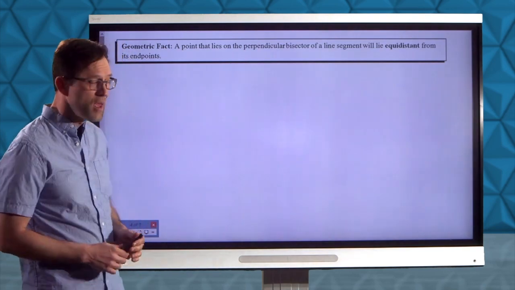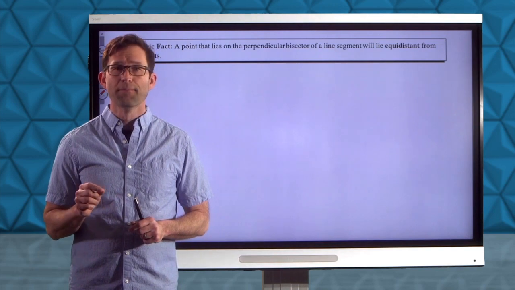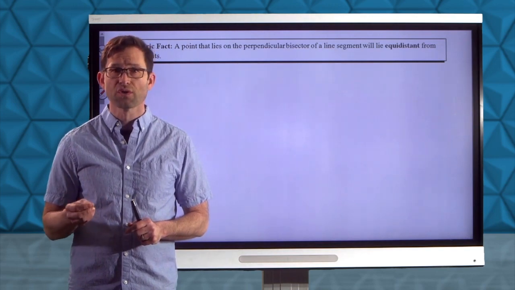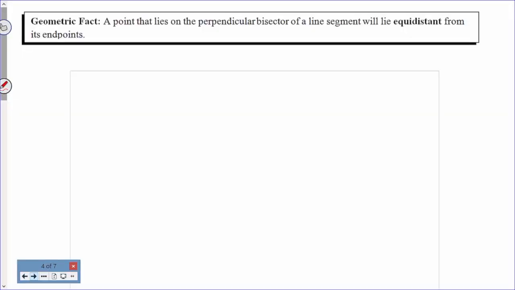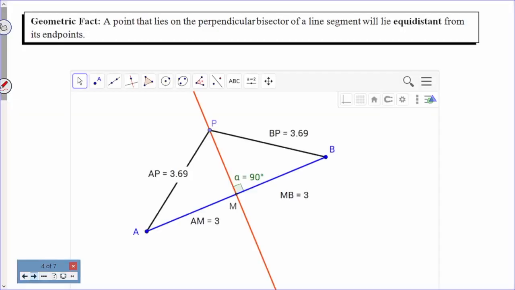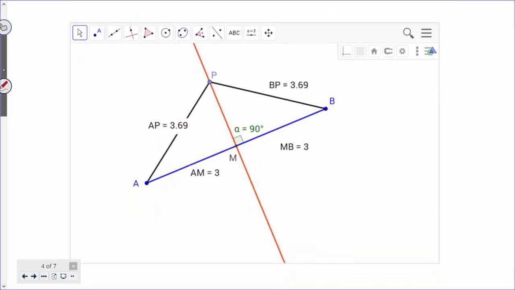One of the things that we studied back when we were looking at transformations in rigid body motions was the following geometric fact. A point that lies on the perpendicular bisector of a line segment will lie equidistant from its endpoints.